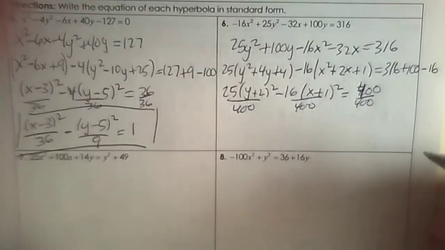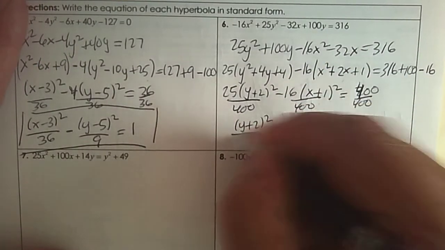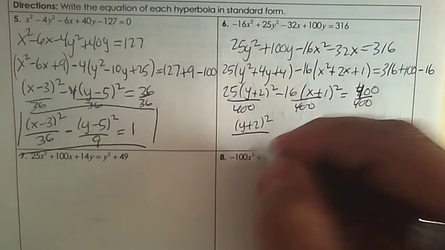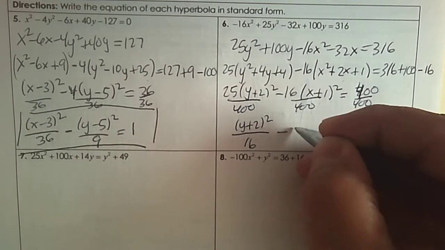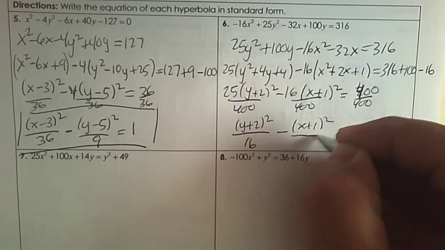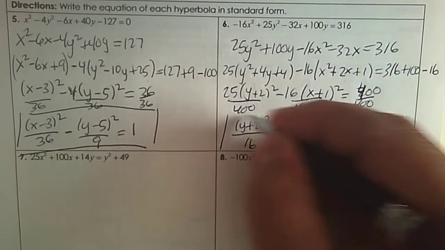And here's your answer. So 400 divided by 25, that's 16. 400 divided by 16, that's 25. They go with each other, right? And that's equal to 1.